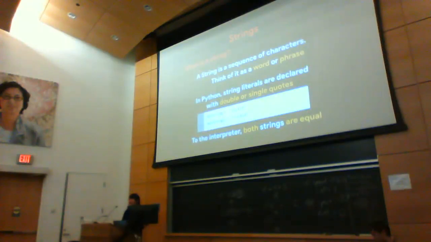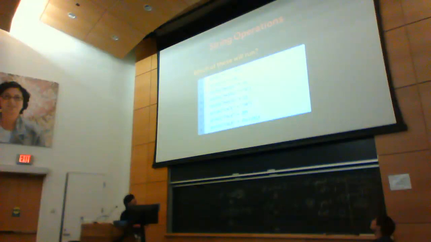Okay, so recall that a string is just a sequence of characters. It's usually like a word or a phrase. And in Python, string literals are written with double quotes or single quotes. It doesn't actually matter. So if I said my string is CSCA20 with single quotes, it's the exact same as writing it with double quotes. Okay. And back to strings. We're going to do this again.